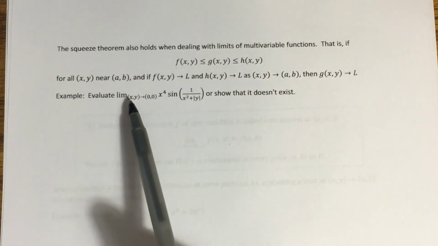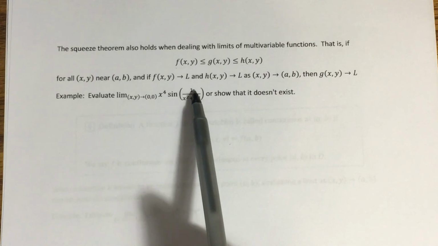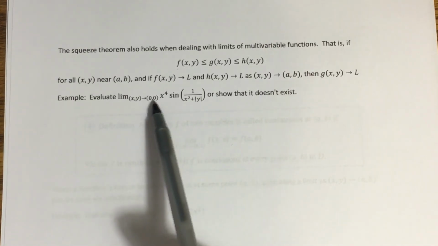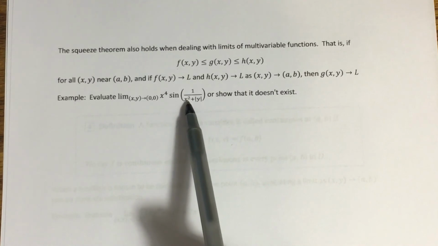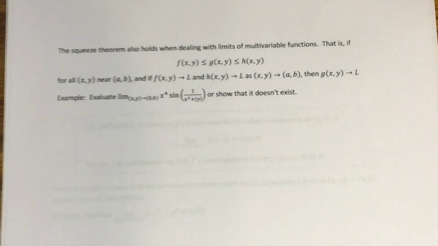We want to evaluate the limit as (x,y) approaches (0,0) of x to the fourth times sine of 1 over (x squared plus the absolute value of y). Notice we can't just plug (0,0) in here because then we're going to be getting a 1 over 0, which we can't evaluate. So what are we supposed to do with this?